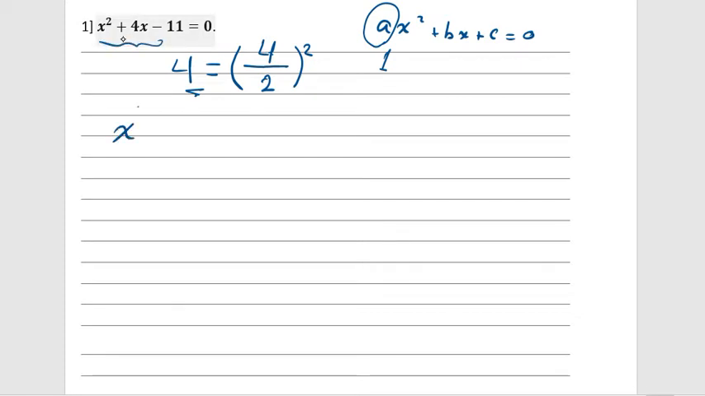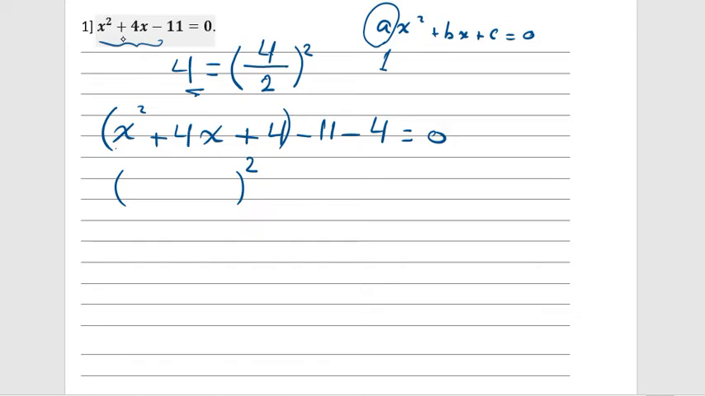It's x^2 + 4x, and this value will be added after the second term and subtracted at the end. After the second term we'll add this value. After the last term we'll subtract this value. The first three terms will be one bracket, and this bracket will be written as bracket power 2.